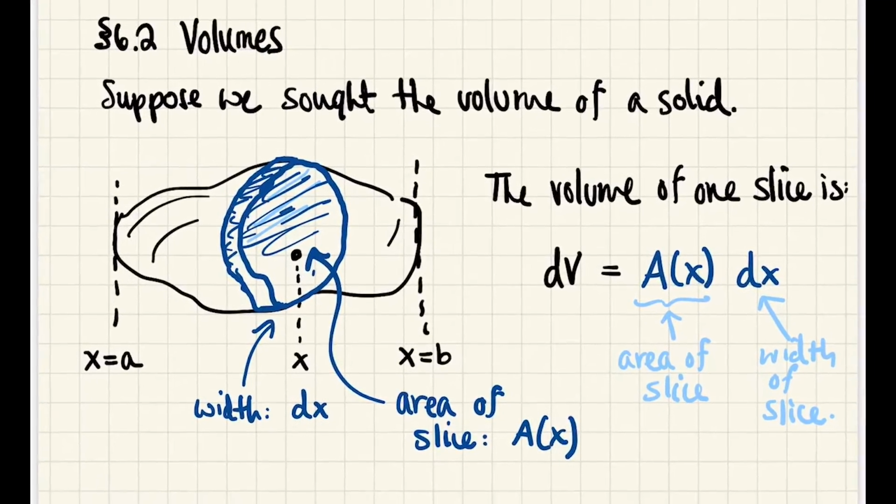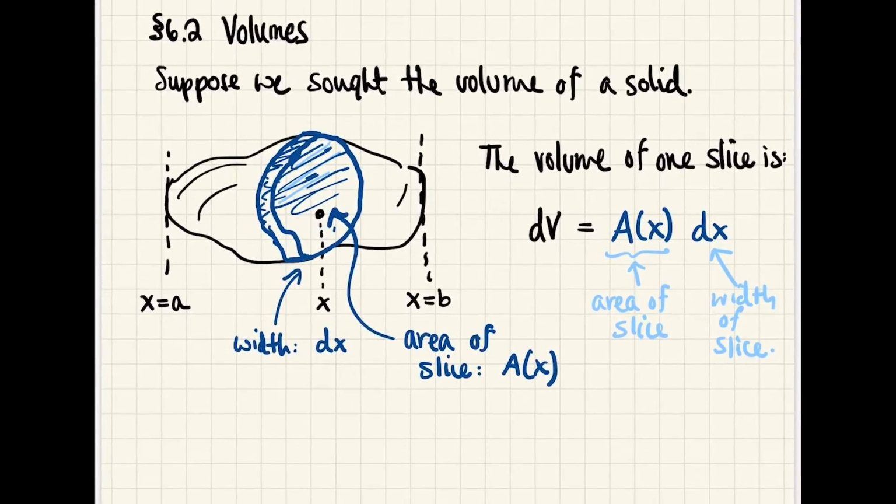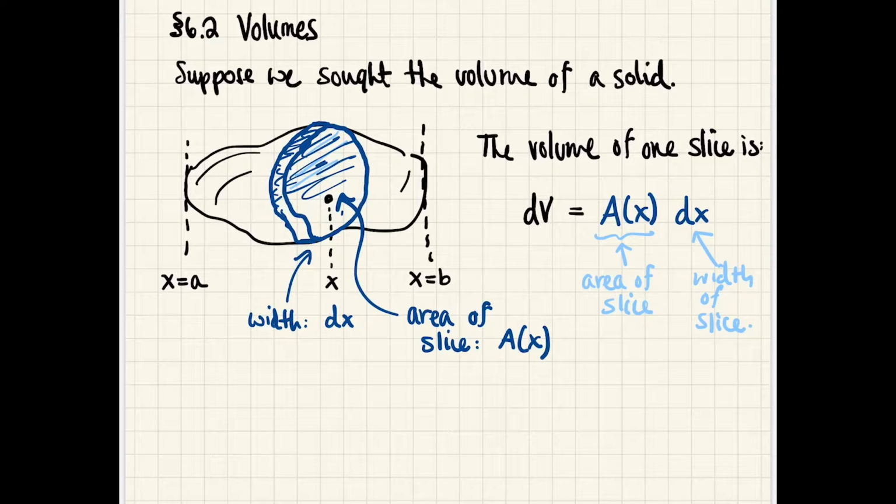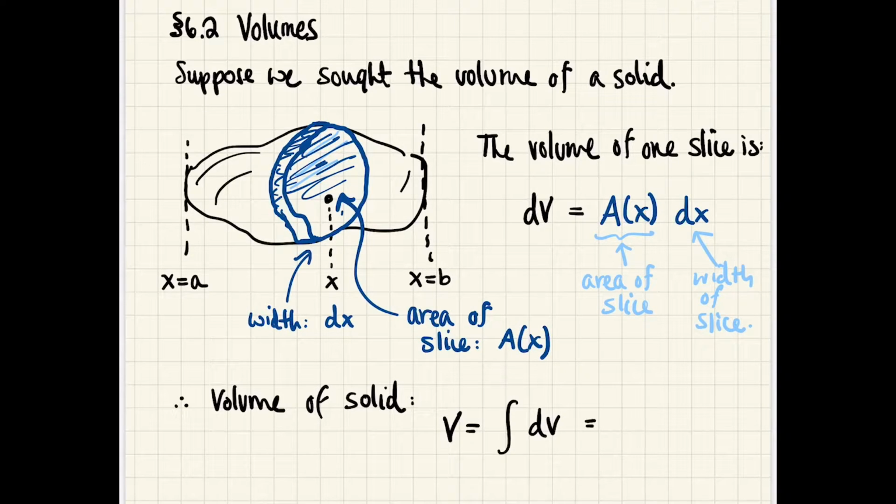So now we're just going to use an integral to add up all of these tiny little slices of volume. And so we can conclude, therefore, that the volume of the solid is given by just V, which is the sum of all the dV's. In other words, the integral. And we know that dV is A of x dx, and x runs from a to b in this case.